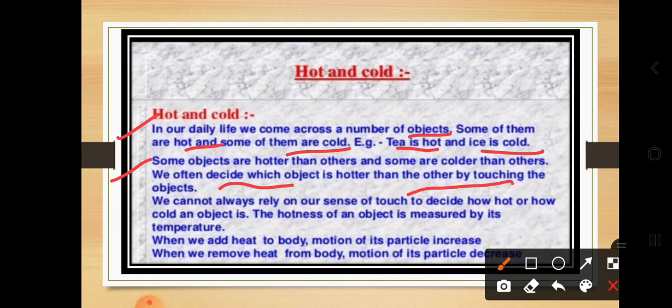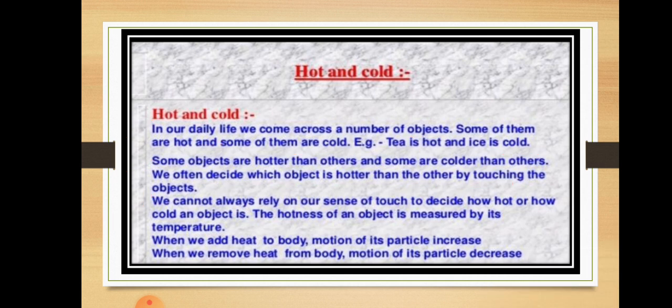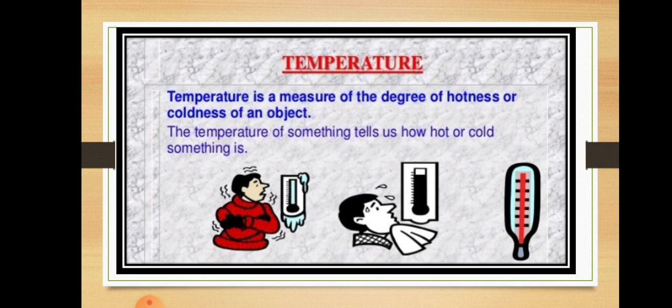By touching, by using our sense organs, we can find out whether a thing is hot or cold. But we cannot always rely on the sense of touch to decide whether things are hot or cold. Okay. So, in this situation, we need to understand the concept of temperature.